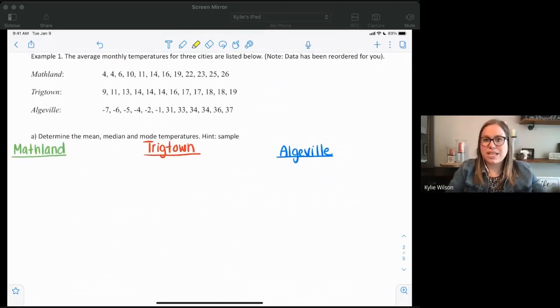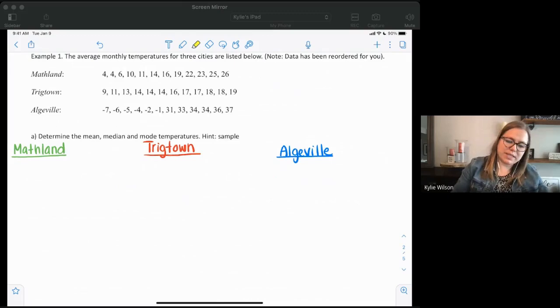Now, I apologize that this example can get a little tedious, but it is really important for us to calculate this by hand and understand what's going on before we start doing these kinds of calculations with Google Sheets or Excel. So here's our situation. The average monthly temperatures for 3 cities are listed below, and keep in mind the data has already been reordered for us, so we don't need to do that.